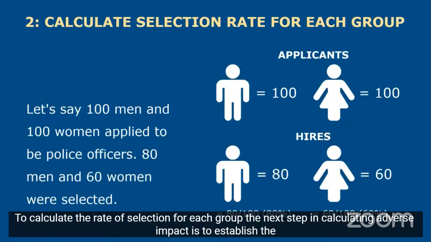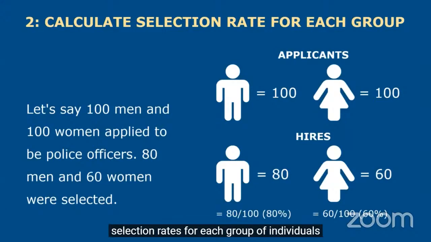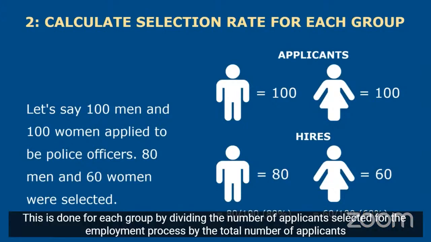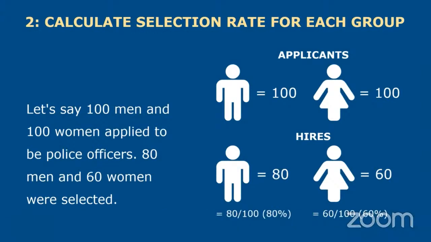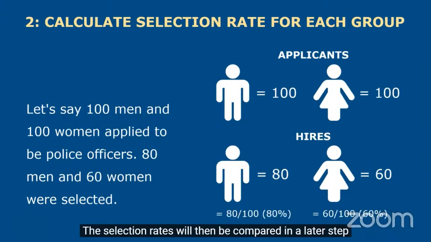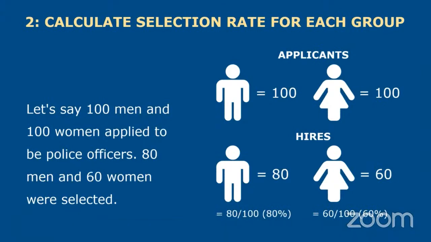2. Calculate the rate of selection for each group. The next step in calculating adverse impact is to establish the selection rates for each group of individuals. This is done for each group by dividing the number of applicants selected for the employment process by the total number of applicants. The selection rates will then be compared in a later step.